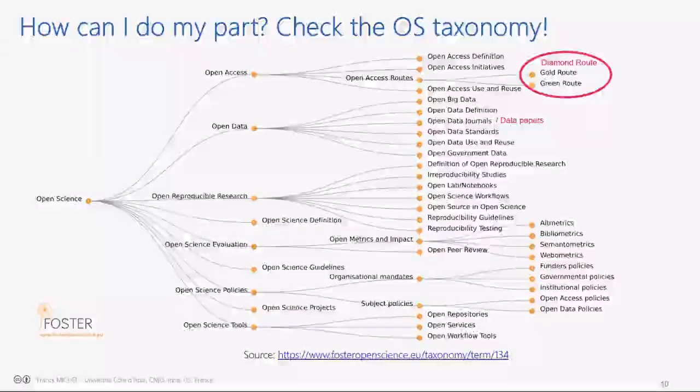You may have heard already about the green and the gold models, or what they call here the routes. The green model is when the final manuscript is not open, that is, it is typically in a journal that has a subscription fee, but the author manuscript is open. And that's exactly what our institutions ask us to do. So whenever we publish an article somewhere, we have to put the author manuscript on HAL.